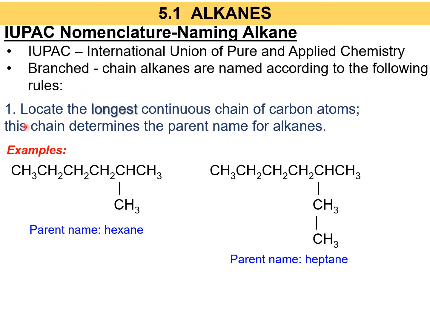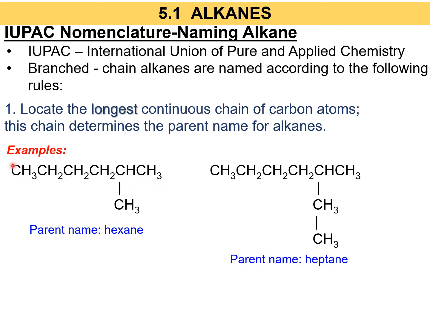Rules yang pertama adalah you need to know the longest continuous chain of the carbon atoms in your organic compound, because the longest continuous chain of the carbon atoms akan menentukan the parent name of the alkane. Alright, for examples, as you can see here, the longest continuous chain of these carbon atoms in this organic compound adalah sebanyak 1, 2, 3, 4, 5, 6.